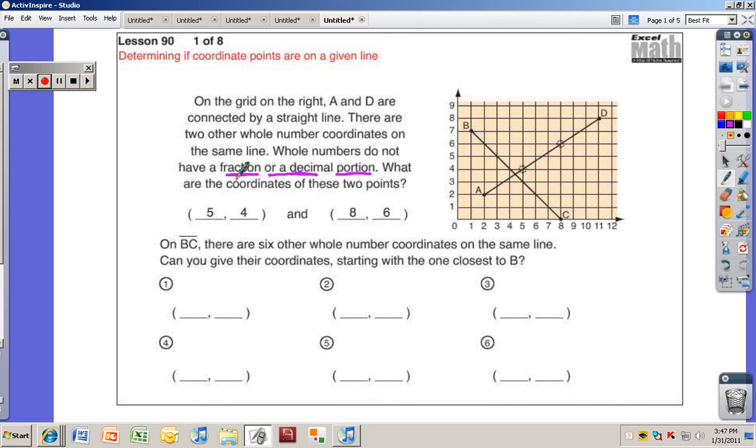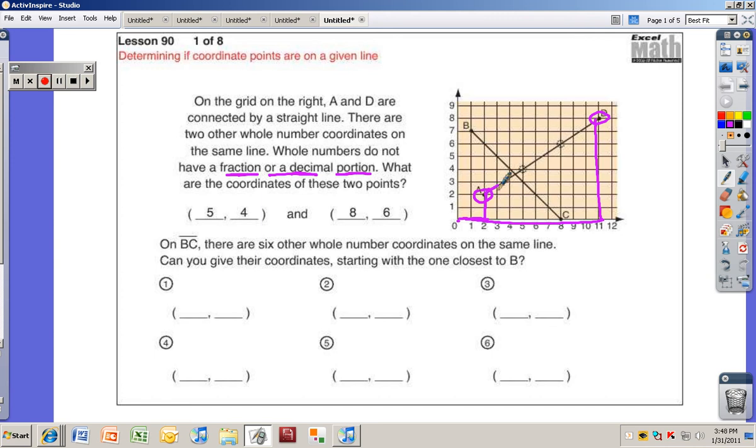So we have A right here. Where is A located, everybody? 2, 2. Good. Remember, we go over first, that's X, and then we go up to Y, right? 2, 2. Where is D located? 11, 8. Good. Over to 11, up 8. And that's where D is located.